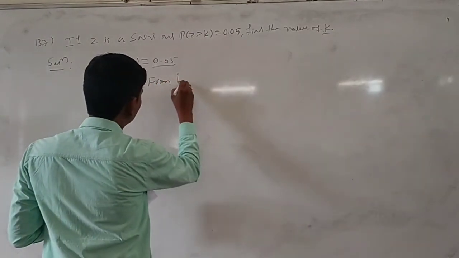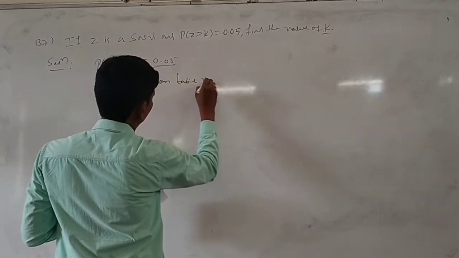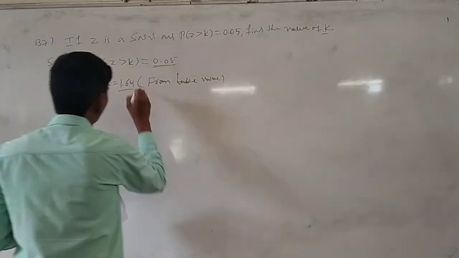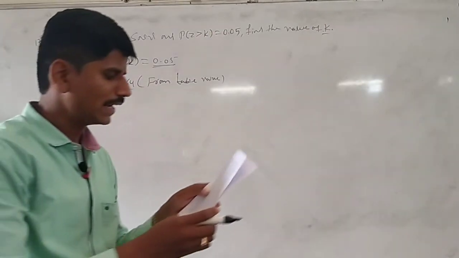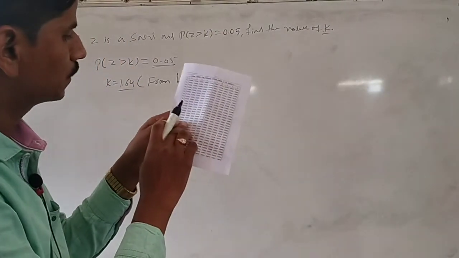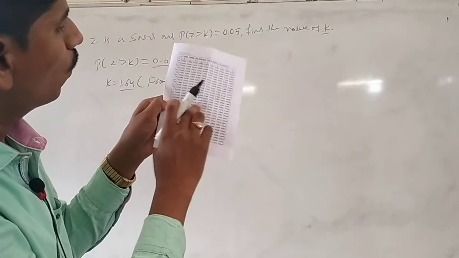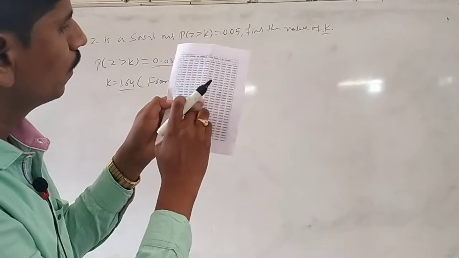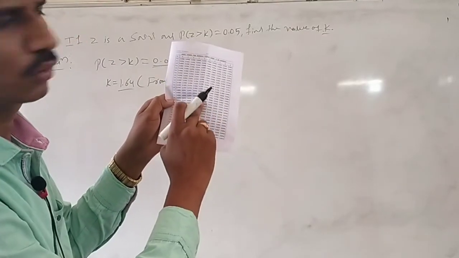From the table value, K value is 1.64. Here 0.05 belongs to 1.64.